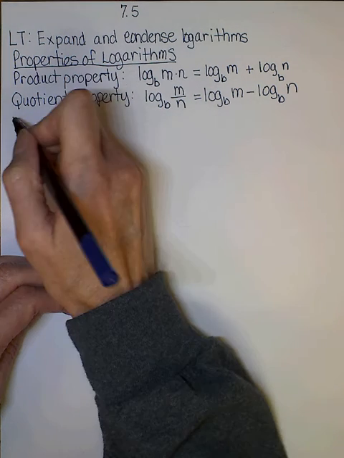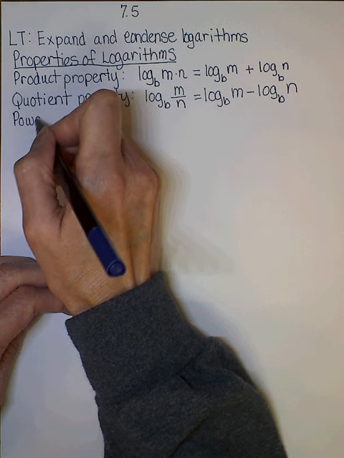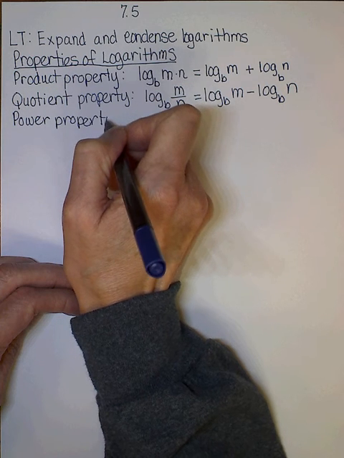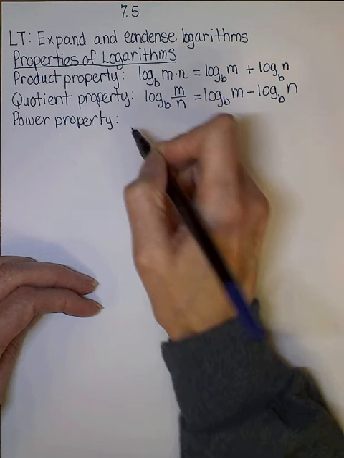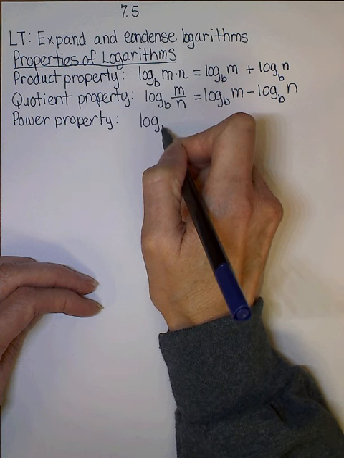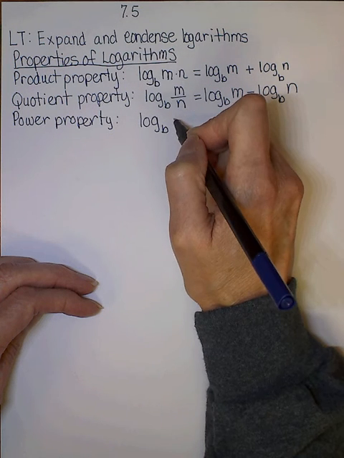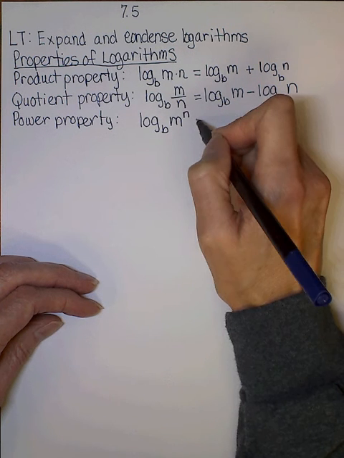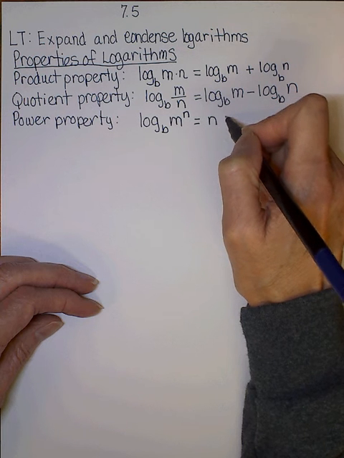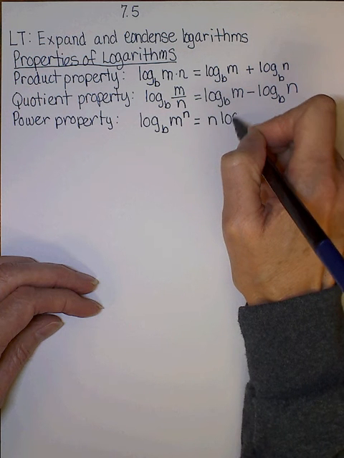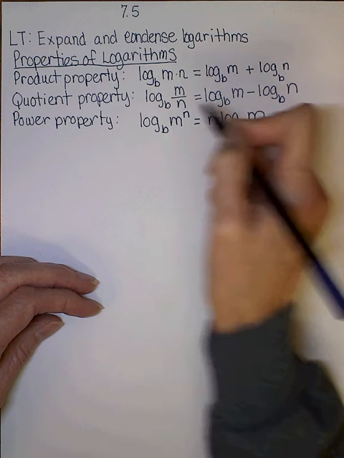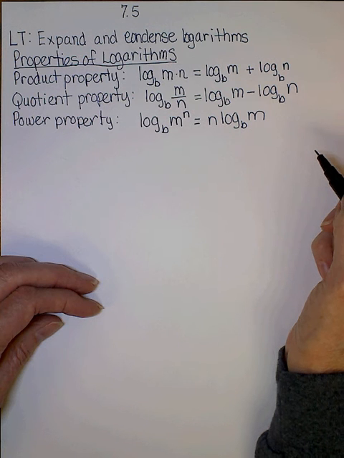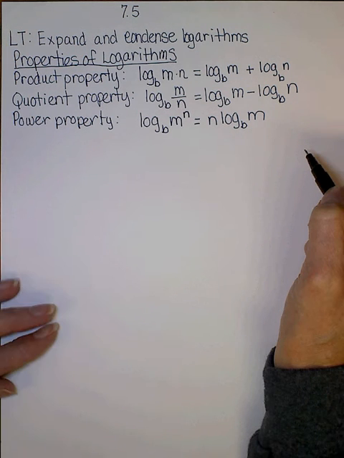And then there's one more. It's called the power property. And if you have a log that has a number raised to an exponent here, then that exponent has to come down front when you do the log of it. Okay, so the n right here comes down front in front of the logarithm. And we're going to practice all of these in some examples.